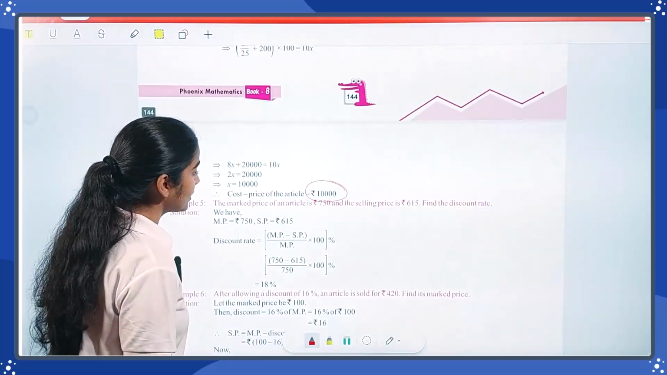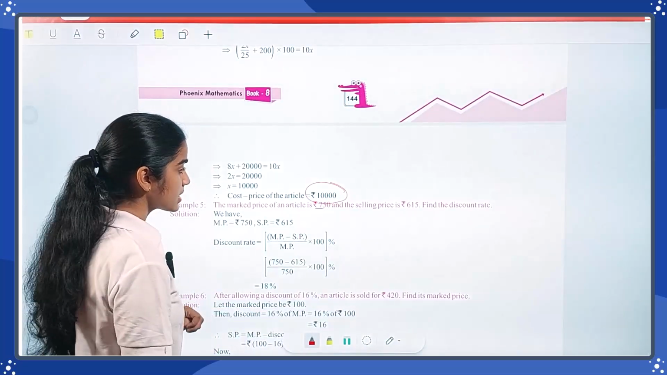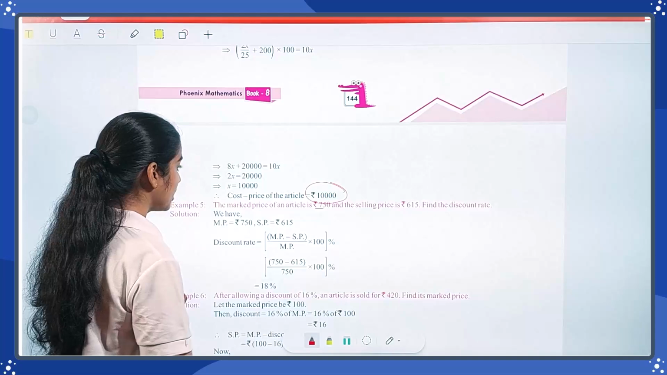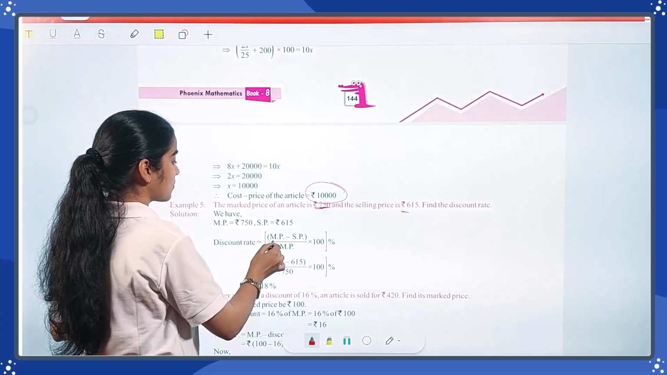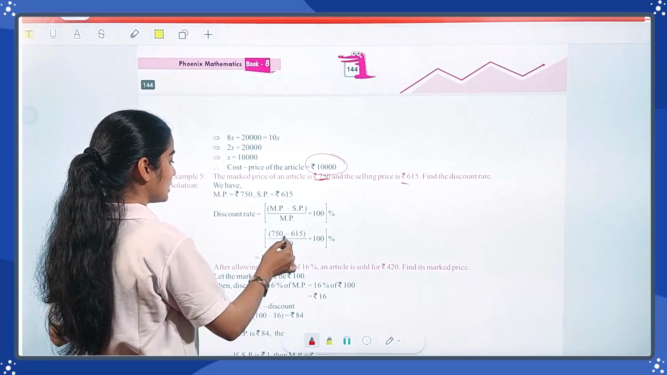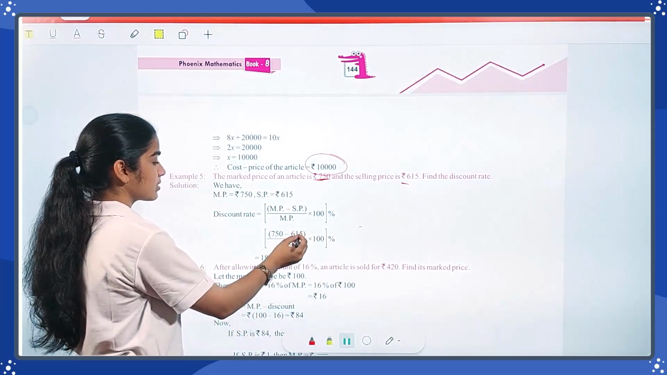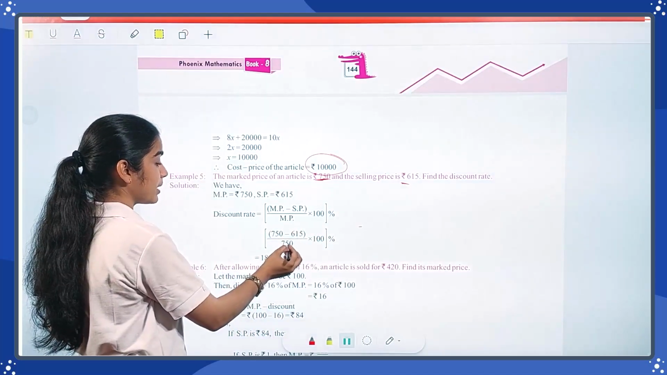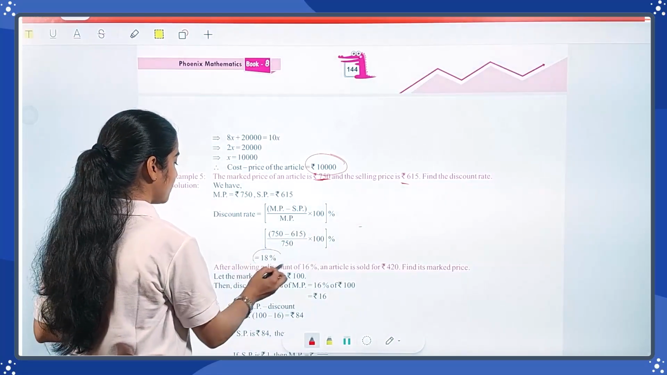The marked price of an article is 750 and the selling price is 615. Find the discount rate. So marked price and selling price we have. Marked price minus selling price is 750 minus 615, divided by 750 multiplied by 100. Your end result is 18%.